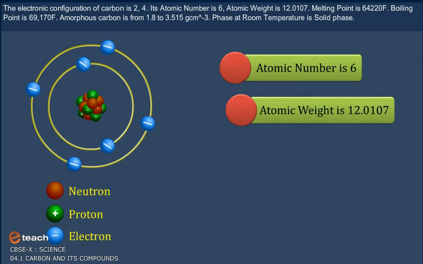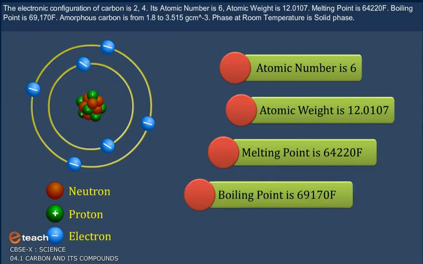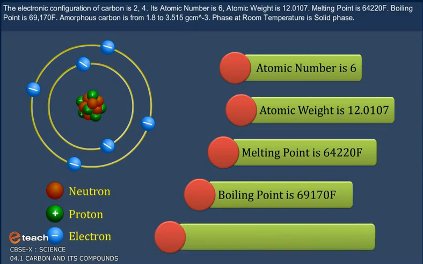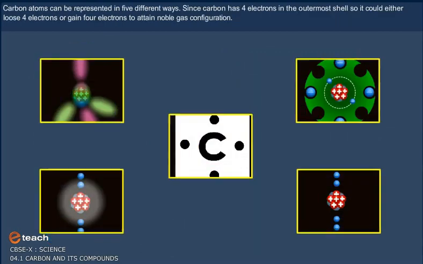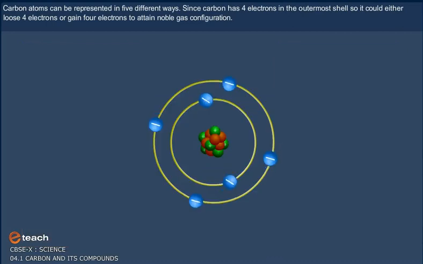Atomic weight is 12.0107. Melting point is 64,220 Fahrenheit. Boiling point is 69,170 Fahrenheit. Amorphous carbon is 1.8 to 3.515 gram per centimeter cubed. Phase at room temperature is solid. Carbon atoms can be represented in 5 different ways.